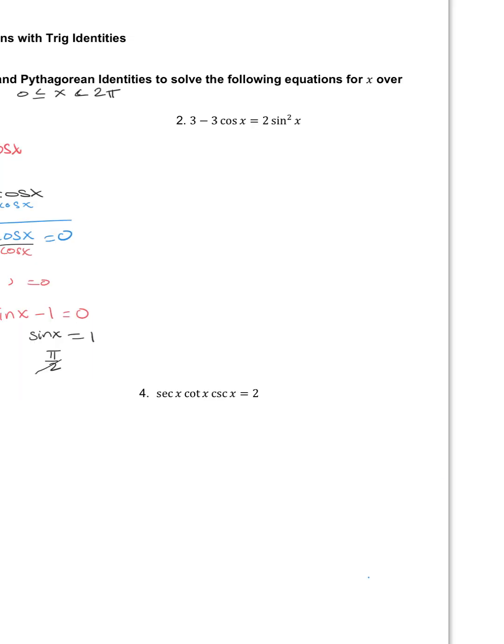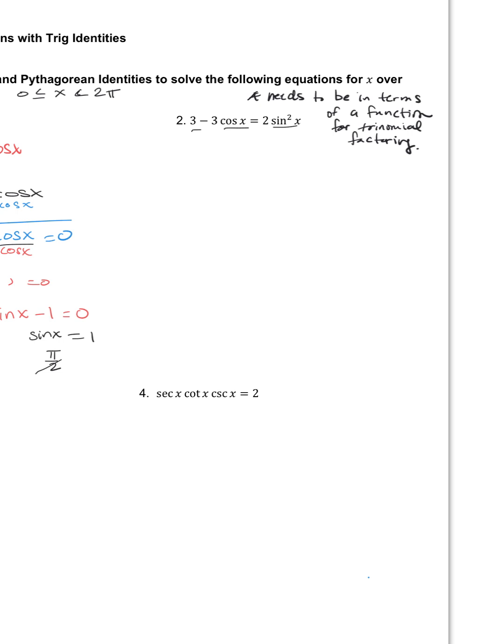Okay, number 2. Now, number 2, if you notice, we have a sine squared and a cosine, and then we have a 3. So this is 3 terms. So we have a trinomial. When you have that trinomial, you need to be in terms of a function for trinomial factoring. I have 3 terms. That's what I need to do.